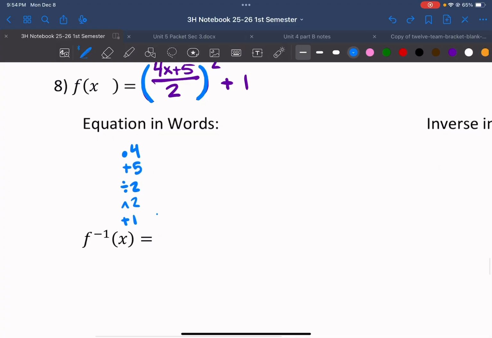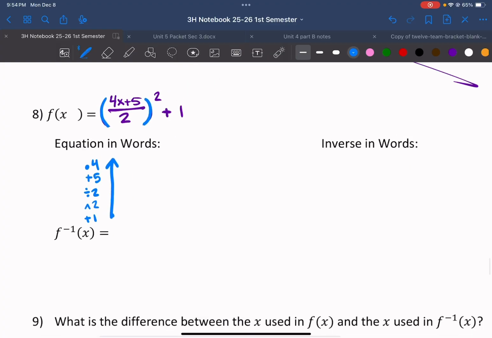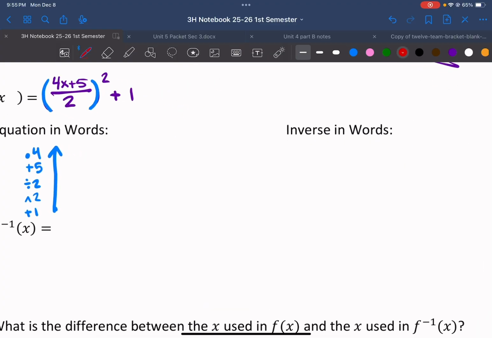Okay, backwards opposite list is the inverse. Backwards opposite. So I'm going to start with a subtract 1. I'm then going to square root. I'm then going to multiply by 2. I'll then subtract 5. And last, I'll divide by 4.